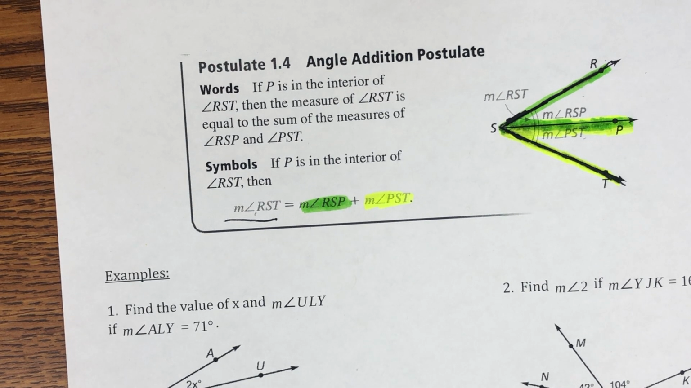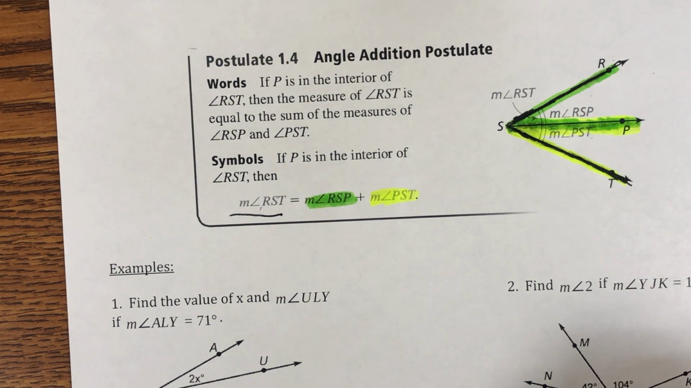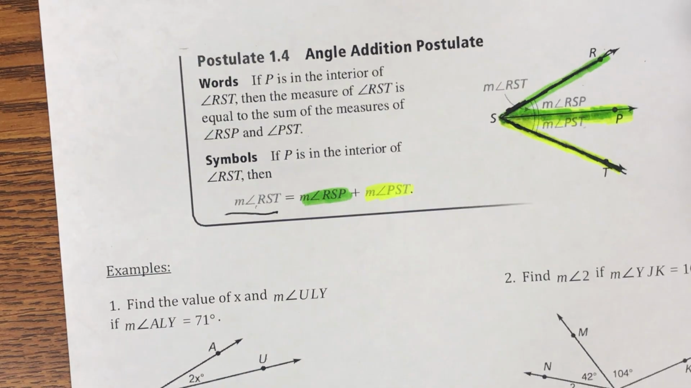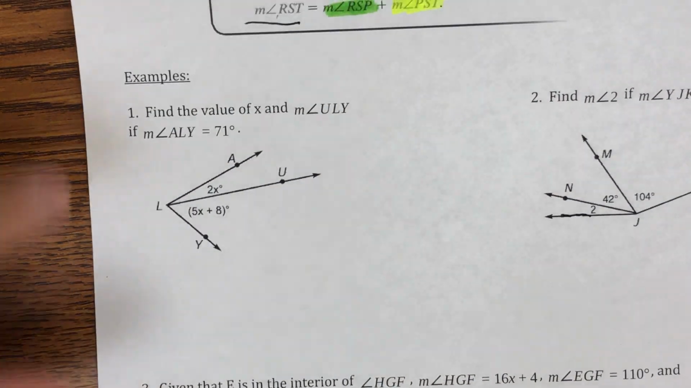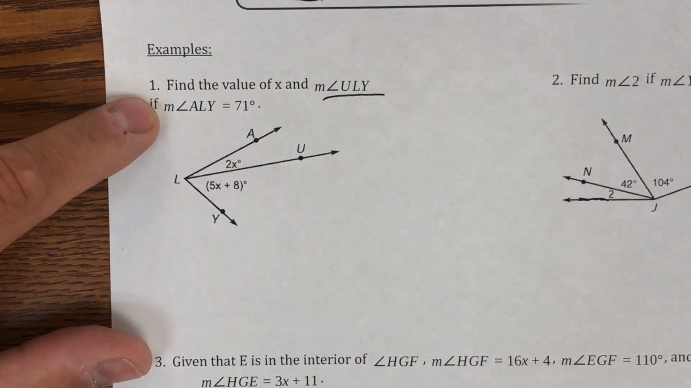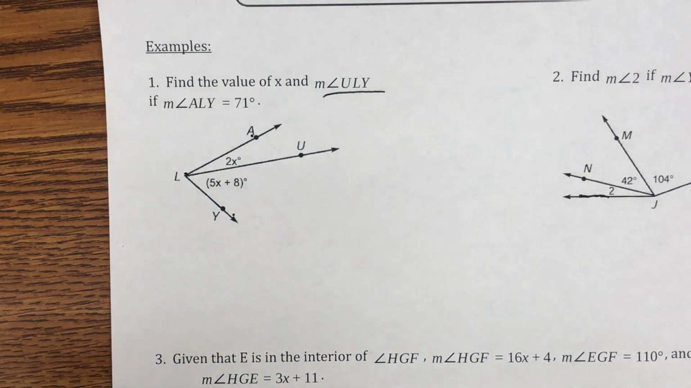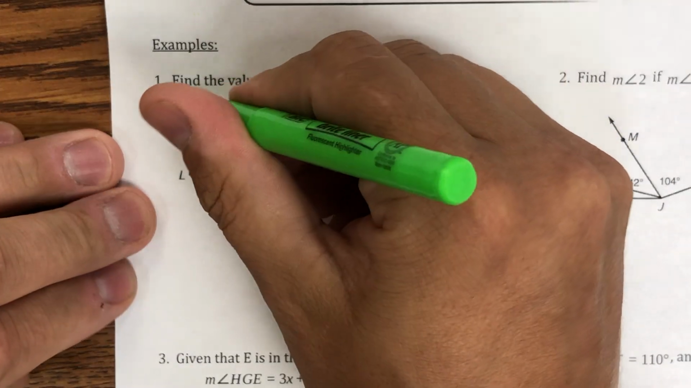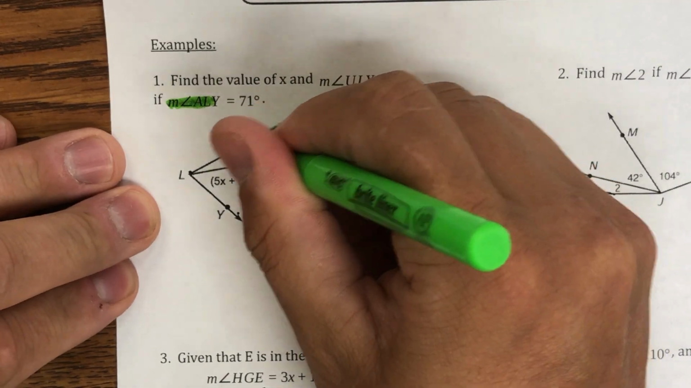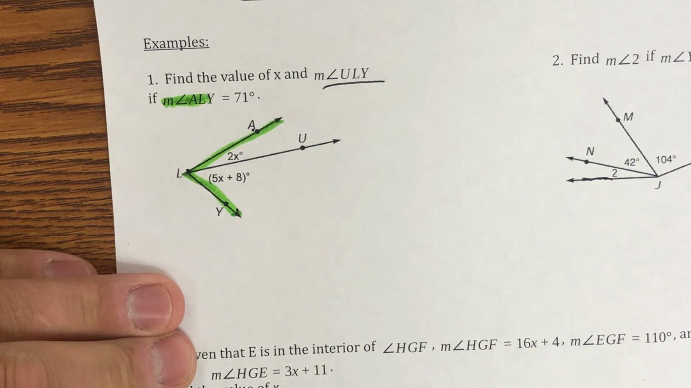All right. So these next couple examples don't really involve us setting up an equation where we use the bisector. We have to look at the entire diagram. So here we go. Number one says find the value of x and angle ULY. So x and ULY if angle ALY is equal to 71. So we need to identify what ALY is. ALY, highlighted in green, is the entire angle. So the entire angle, ALY, 71, is equal to the two parts added together.